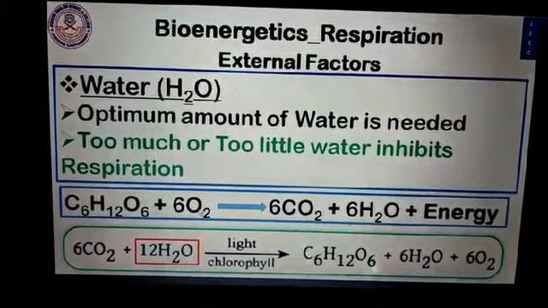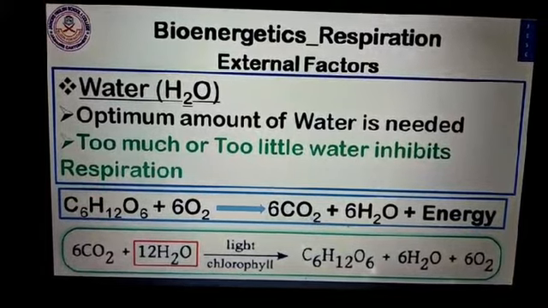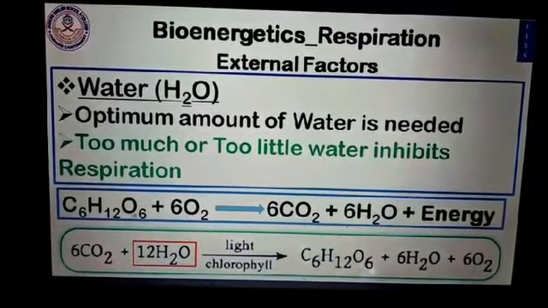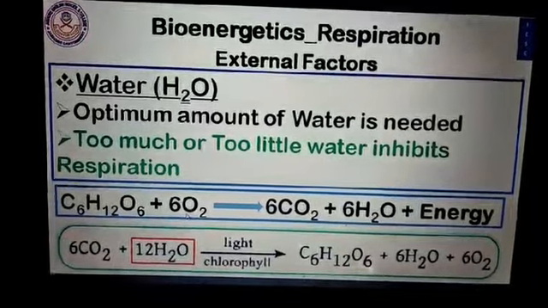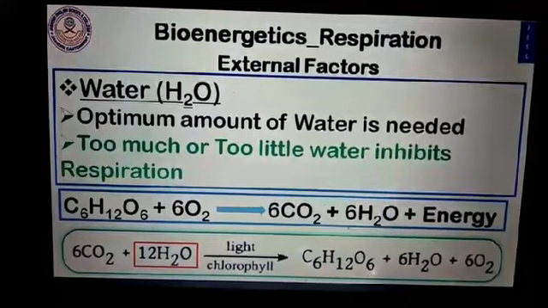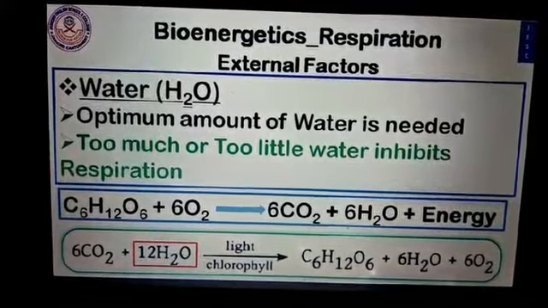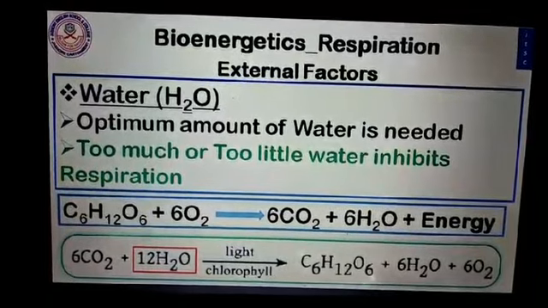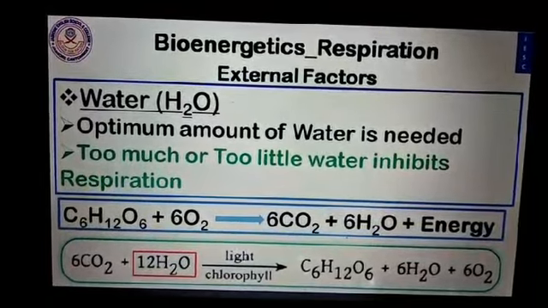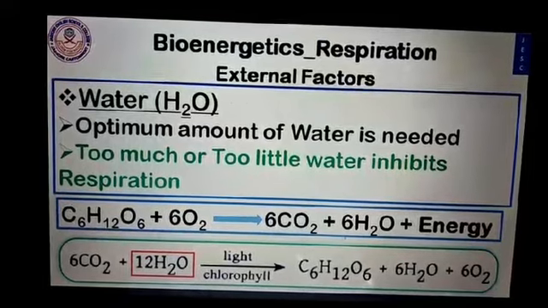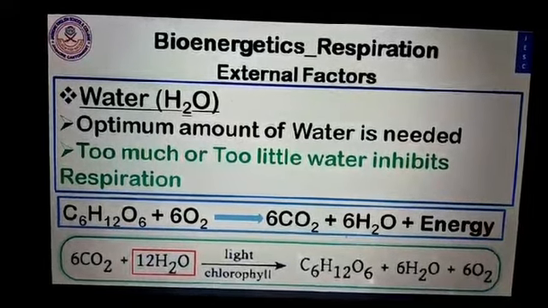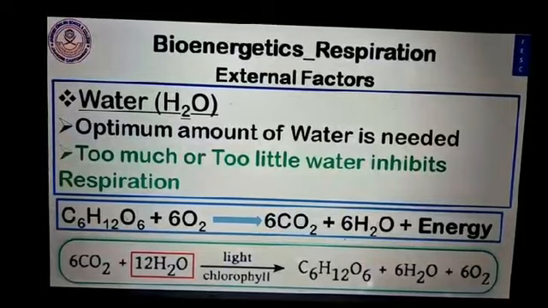But actually, you can say in this equation there is no water required. But water is such an essential component for every living thing. If there is no water, or if there is too much water, then the whole living system will suffer. So to conduct all the physiological processes of a plant, water is a must.